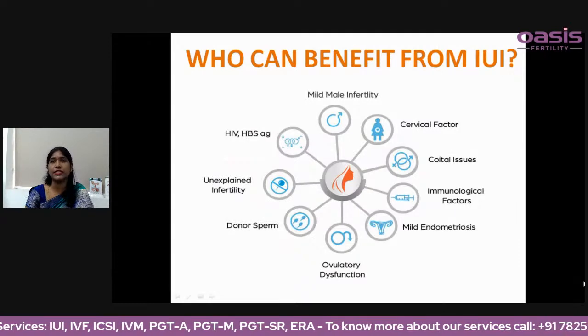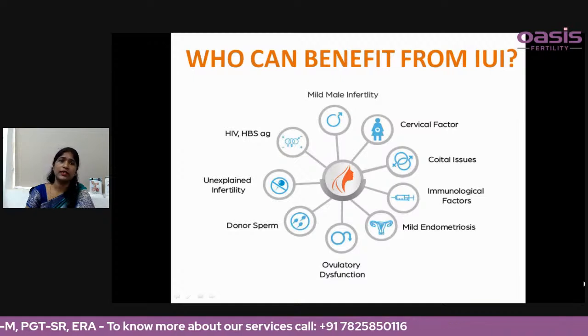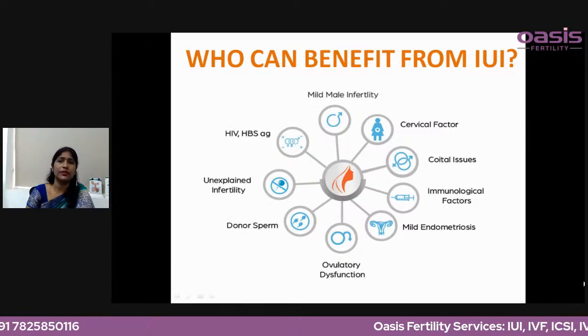The fourth situation is if there is any immunological factor. For example, if the vagina or the cervix has certain antibodies against the sperms, because of which it is destroying the sperm, IUI can overcome these factors.